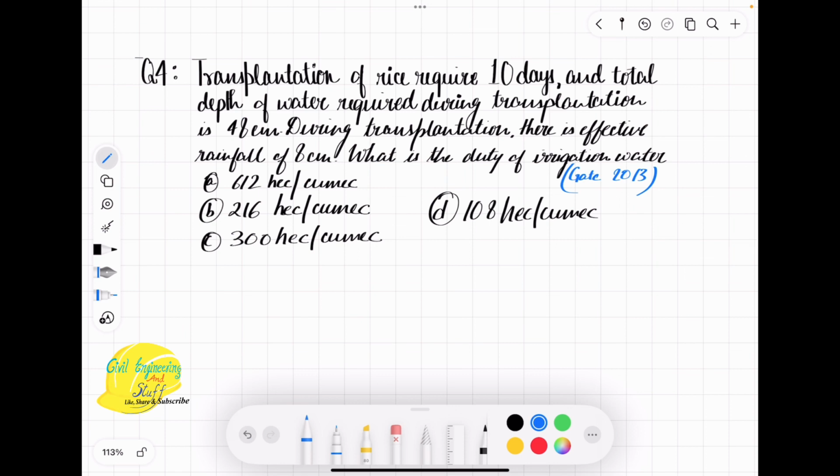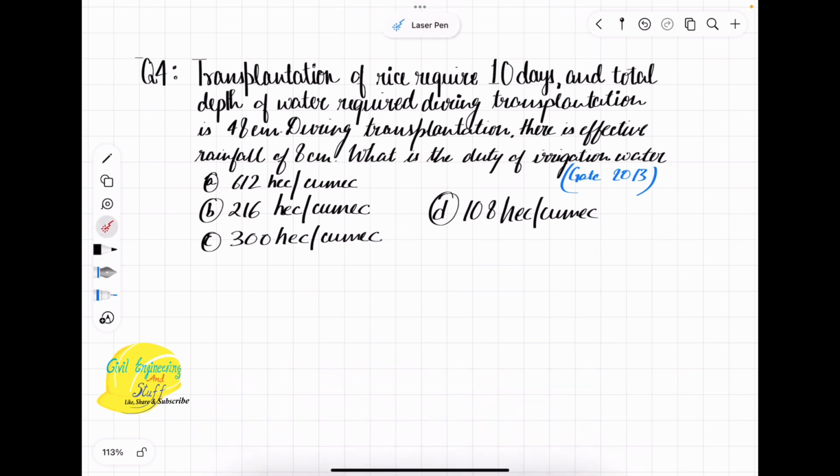Now, the question is, transplantation of rice requires 10 days and the total depth of water required during transplantation is 48 centimeter. During transplantation, there is effective rainfall of 8 centimeter. What is the duty of irrigation water? This is a GATE 2013 question, and we have been given these four options. Pause the video, try to do it by yourself, and once you are done, then you can resume watching the video.